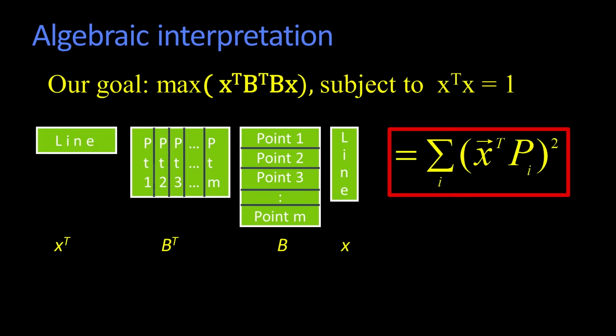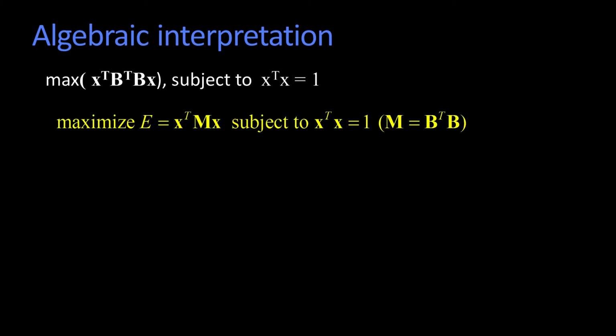So our goal is to maximize x transpose B x, but we've got a constraint, right? X is a unit vector. So that means that x transpose x has to equal 1. So we have to maximize this subject to a constraint. That's what this says here, and I wrote it as maximize x transpose M x, where M is B transpose B, so we just have a single matrix.